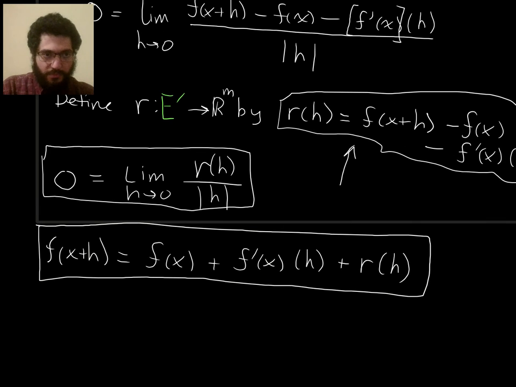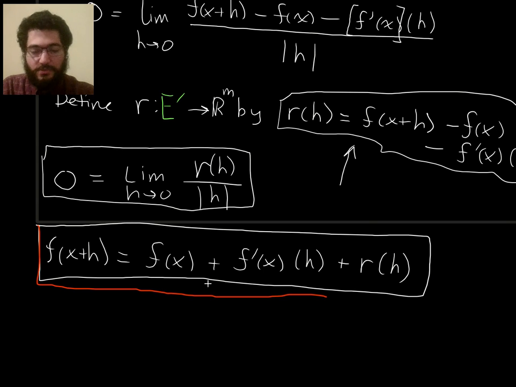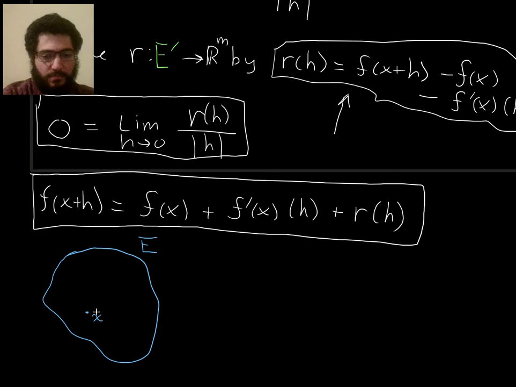So hopefully this way of thinking about f prime x makes it very clear that f prime x is a linear approximation to the behavior of f near x. So here's just a picture. Here's the domain of f, and here's x, where we've taken the derivative and gotten this object, this linear map, f prime x.